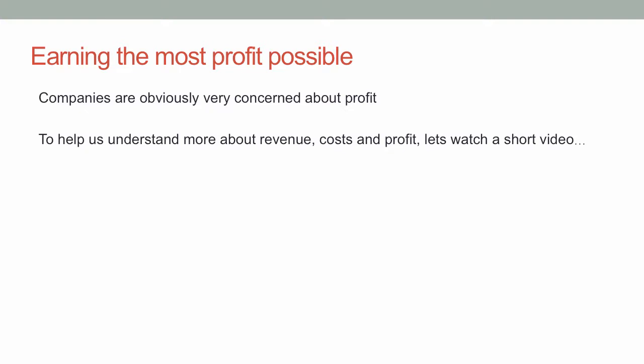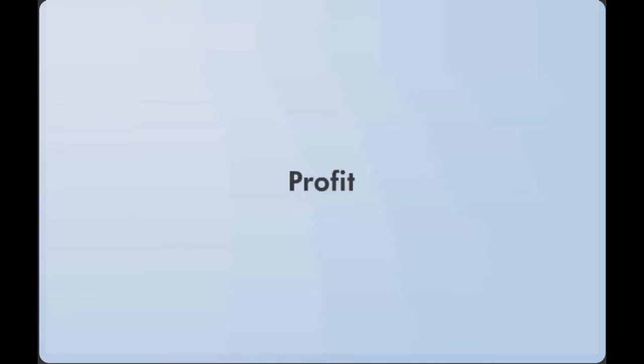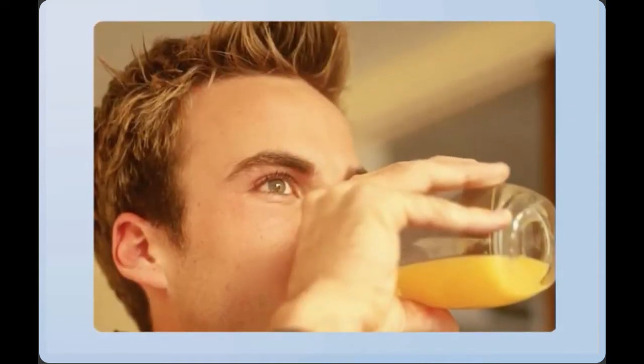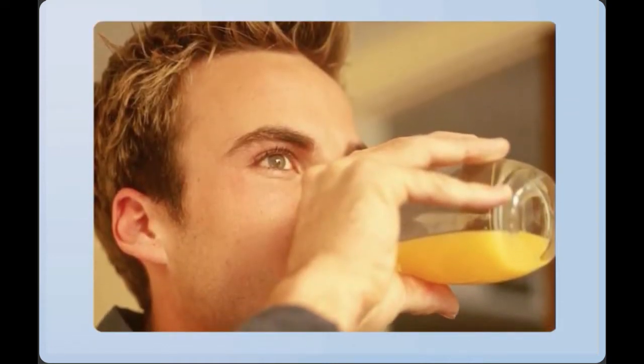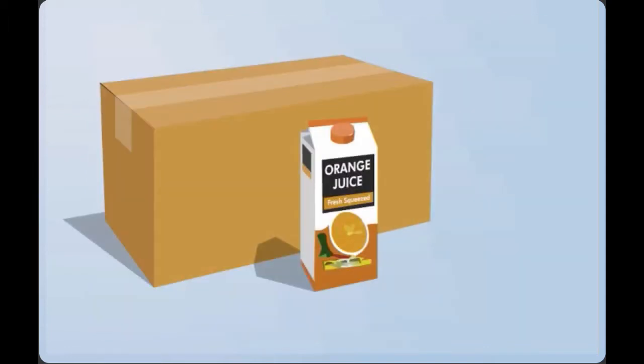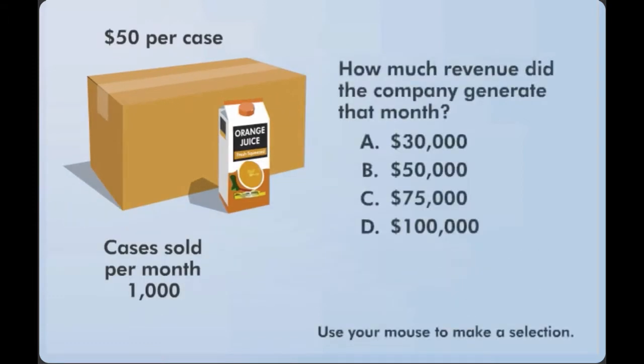So let's watch a short video just to get refreshed and get more into this idea about revenues, costs, and profits. A business's profit is the difference between the total revenues it receives from selling goods and services and the total costs associated with producing and selling those goods and services. Let's use the example of a company producing freshly squeezed orange juice. How does this company earn revenue? Selling the orange juice it makes, right? Let's say that the company sells its orange juice at $50 per case, and in a given month the company sells 1,000 cases. How much revenue did the company generate that month?